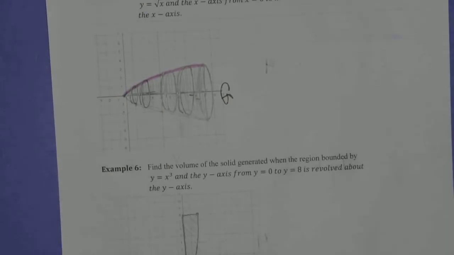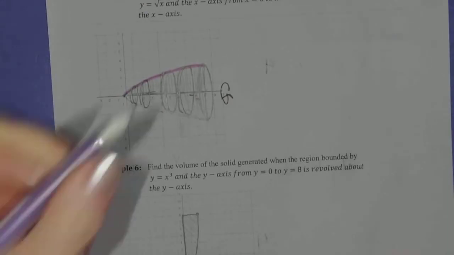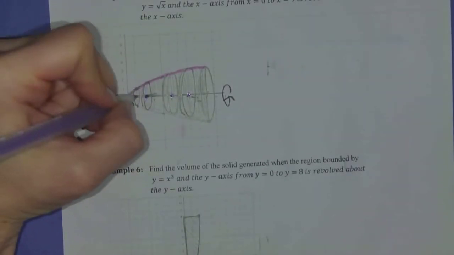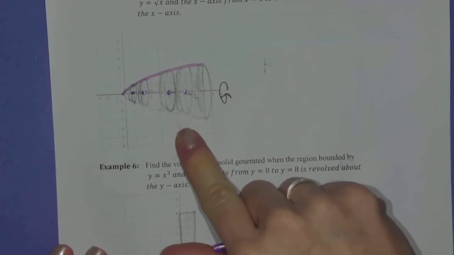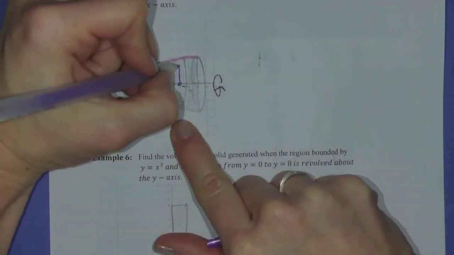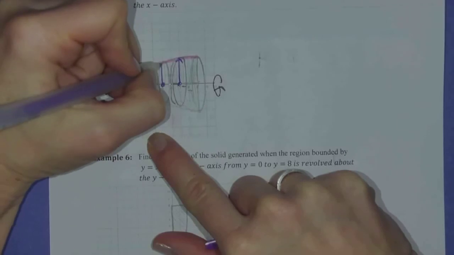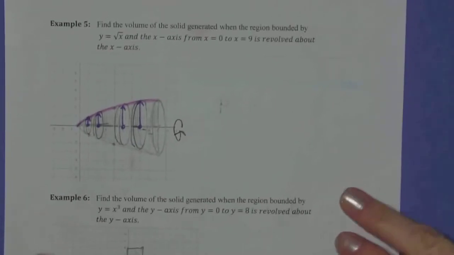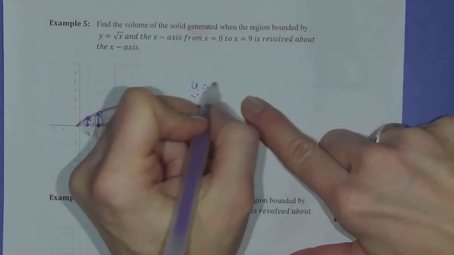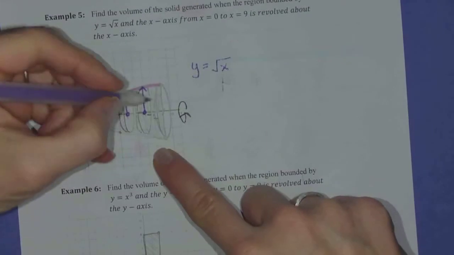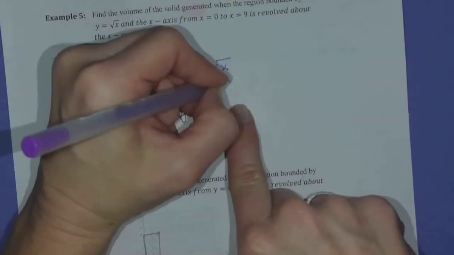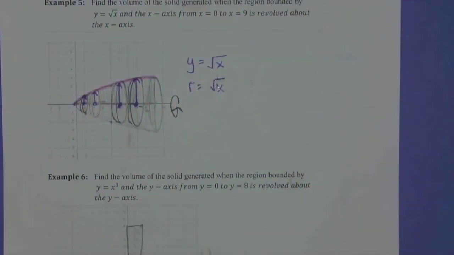So each radii is going to be measured from the x-axis, which you can see the x-axis is the center of each one of these discs. So you're going to measure your radius from the x-axis on out. And so the radius in terms of x, well, if y is equal to the square root of x, and my y value that I seek is the radius, then radius is equal to the square root of x. Okay, so let's get volume.